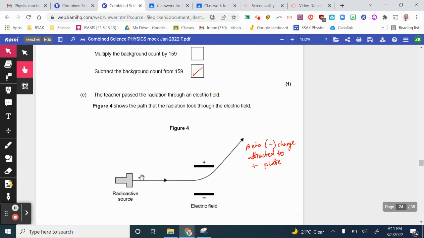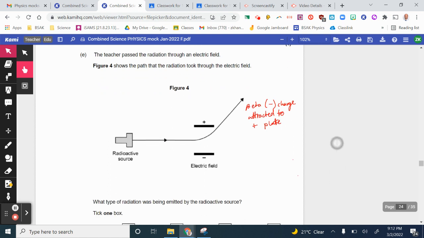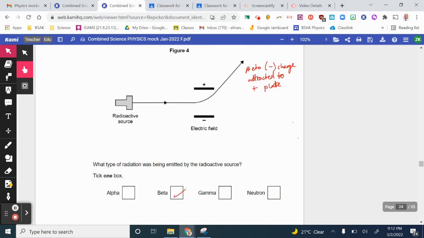Okay, so we had this radioactive source, and a teacher passed our source through an electric field, and we saw that the source deviated in its path. Okay, so we saw the source deviated in its path and towards the positive plate. Now, if a particle is moving towards a positive plate, it means that it must be negative. Okay, so what radiation do we know which is negative?